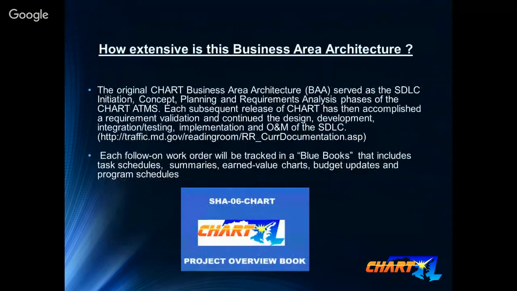The original business area architecture was what we did to try to be that initiation, concept, planning, and requirements analysis. At the time, our first contract went to CSC, and they were the big engineering firm, and they were the ones that came in and said, if you're going to do this, you've got to know what you're planning on doing. So we sat down and looked at long-term, what would we need to know for requirements, what would we need to know for all the initial parts of the SDLC, and then put those in a document. And then from there, we would do these individual work orders, and we would track them in a blue book, and that blue book would have task schedules, summaries, earned value charts, budget updates, so we could manage each individual build.